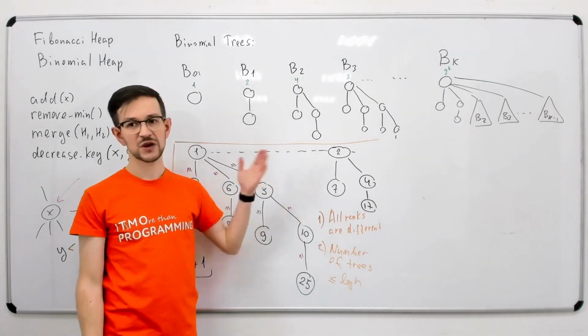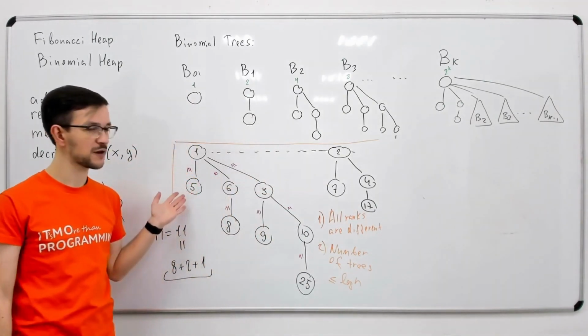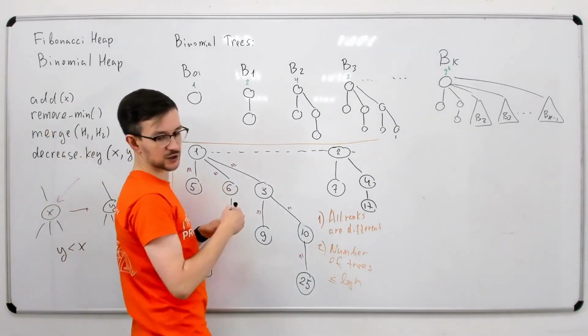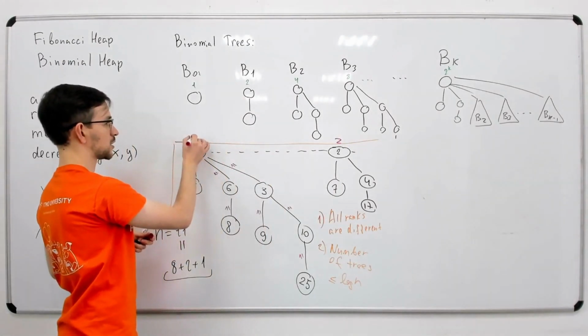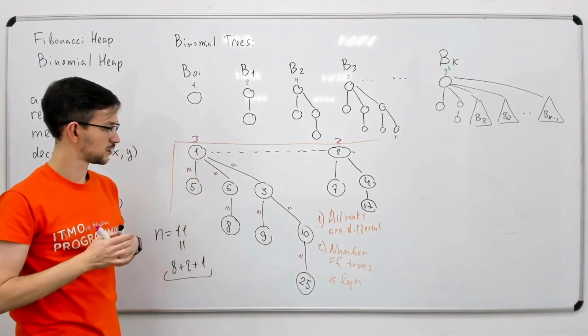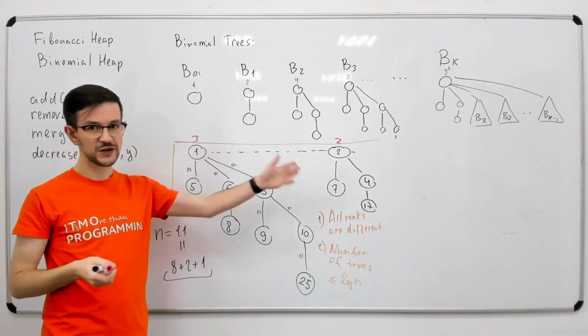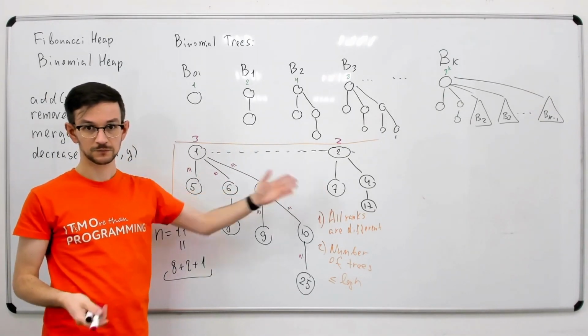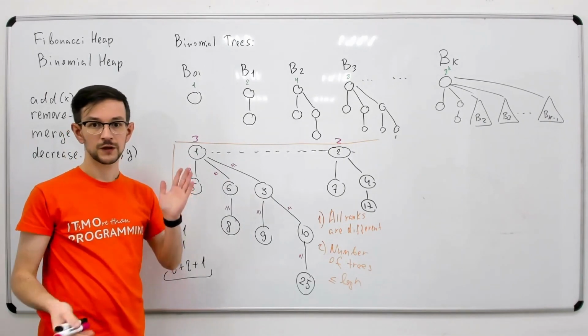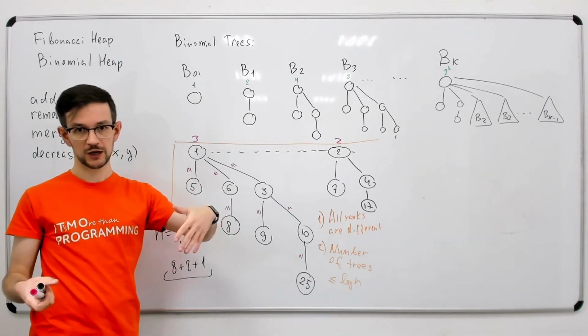And now we have the tree of rank 2. We check if we have another tree of rank 2. We don't have another tree of rank 2. This tree has rank 2, and this tree has rank 3. Now all the trees have different ranks. So we have the correct binary heap, well, binomial heap. That's all. That's how you add an element to the binomial heap.